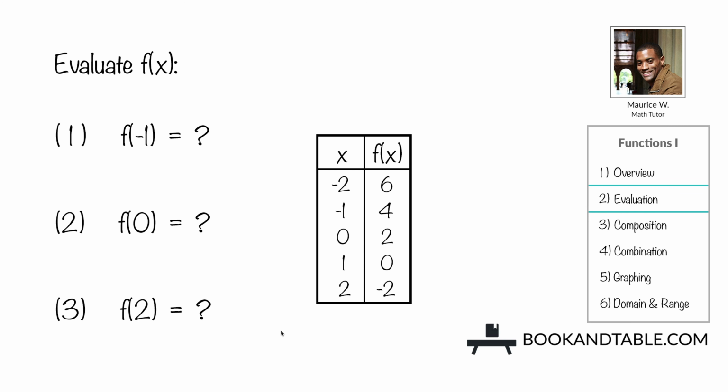Let's walk through an example together. Let's say you're asked to evaluate f of x and you are given these ordered pairs in this table here. We'll walk through a few questions in this example. So question number 1, what is f of -1 equal to? Question number 2, what is f of 0 equal to? And question number 3, what is f of 2 equal to? So all of these questions are based on this table.